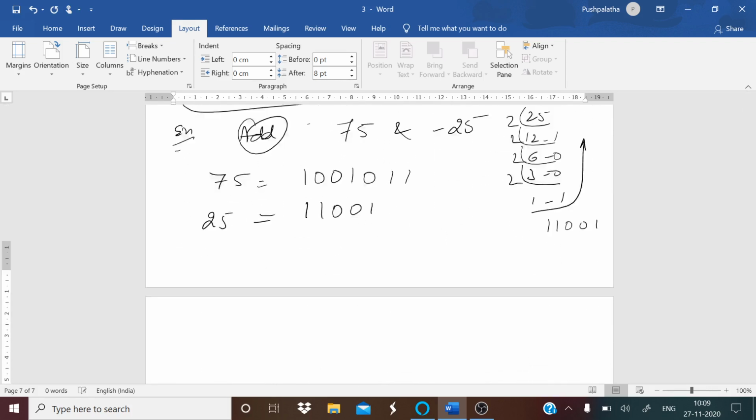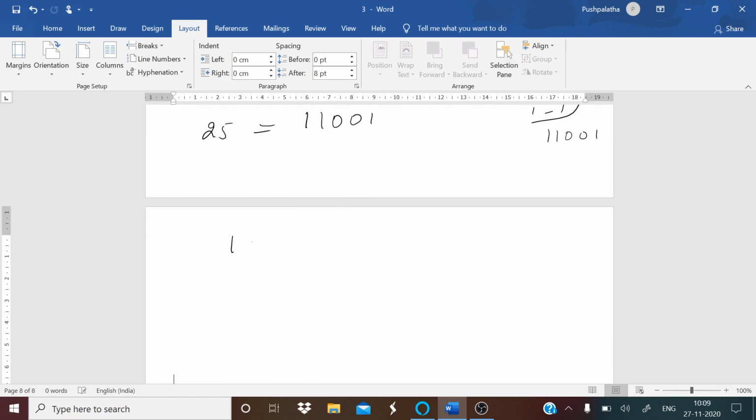For the subtraction now, you have, as we said, 75 means 1 0 0 1 0 1 1 and 1 1 0 0 1. So 1 minus 1, 0, no borrow. 1 minus 0 is 1, no borrow. 0 minus 0 is 0. 1 minus 0 is again 1. Here you have to subtract a bigger number from a smaller number. So you have to borrow from here. If you have to borrow from here, it is also a 0. So go for the next highest number. This is your next highest.